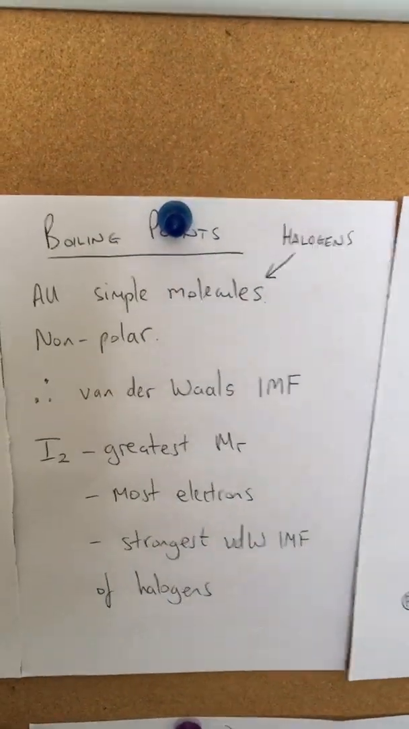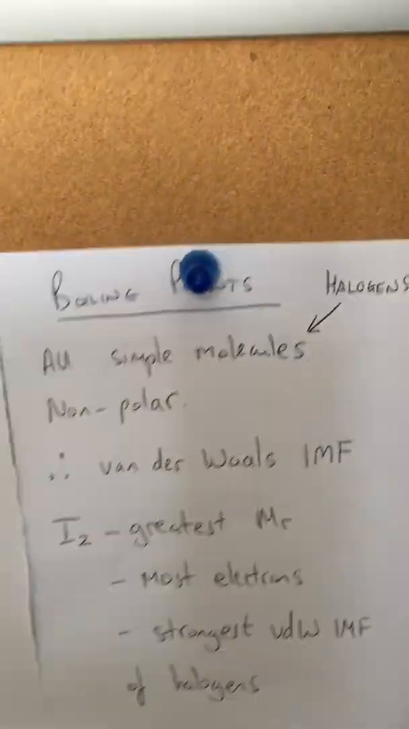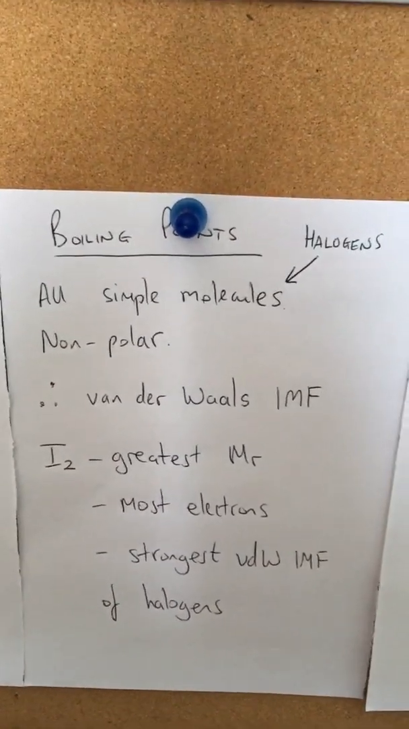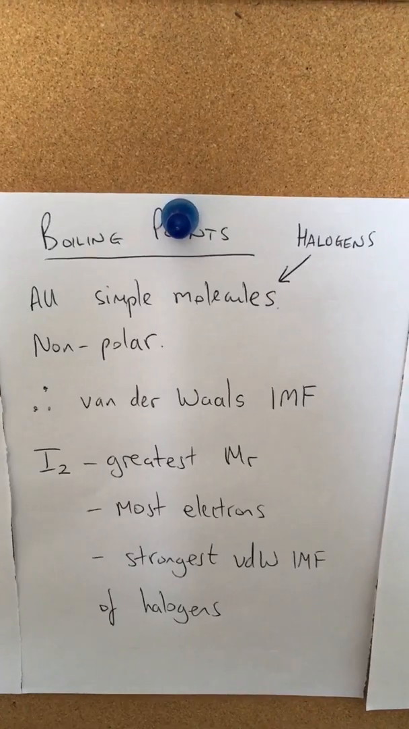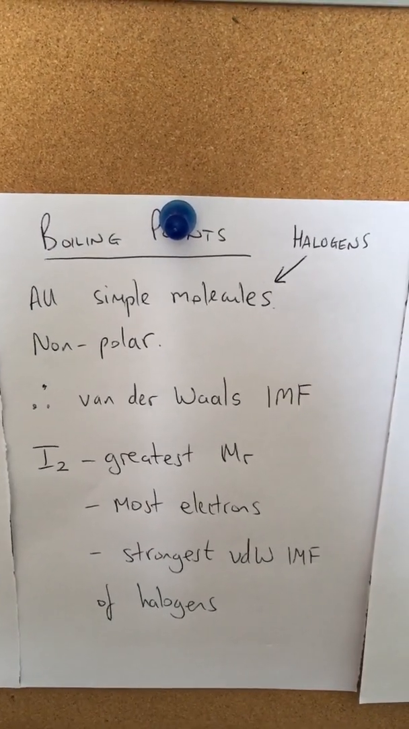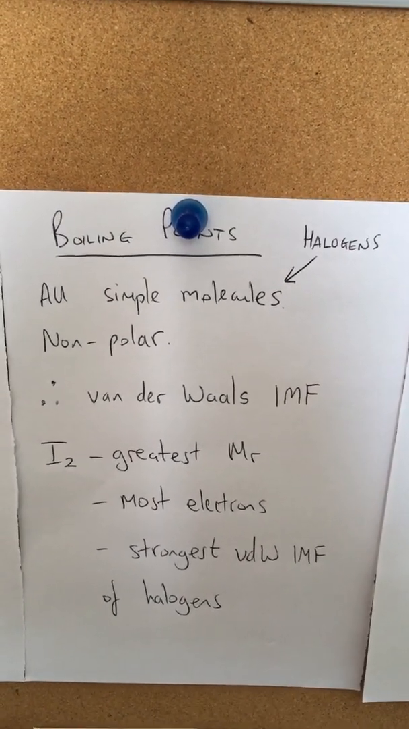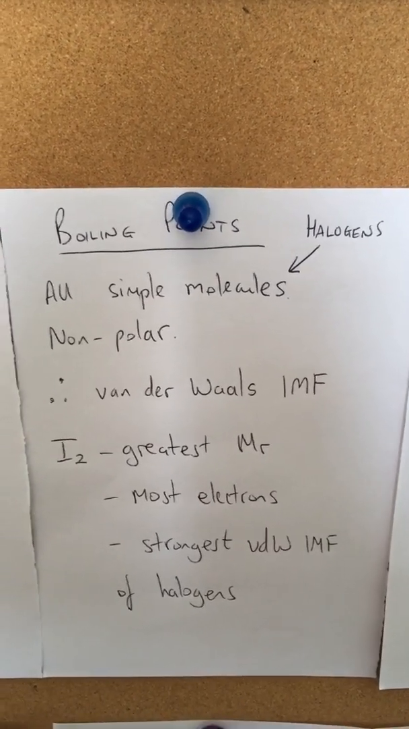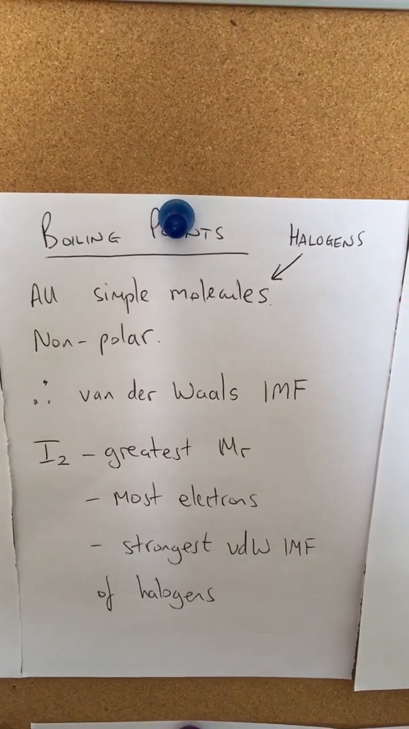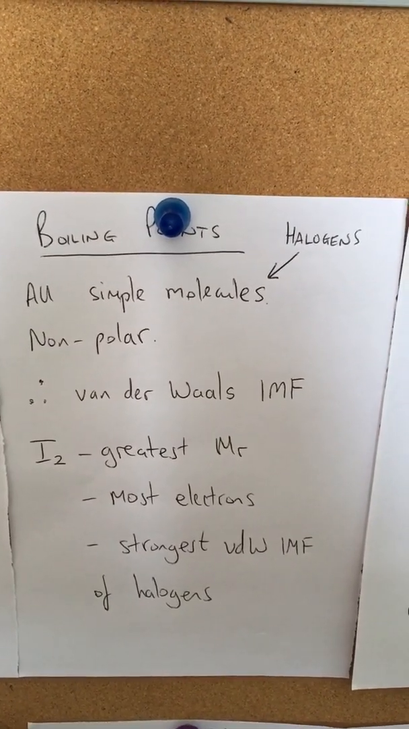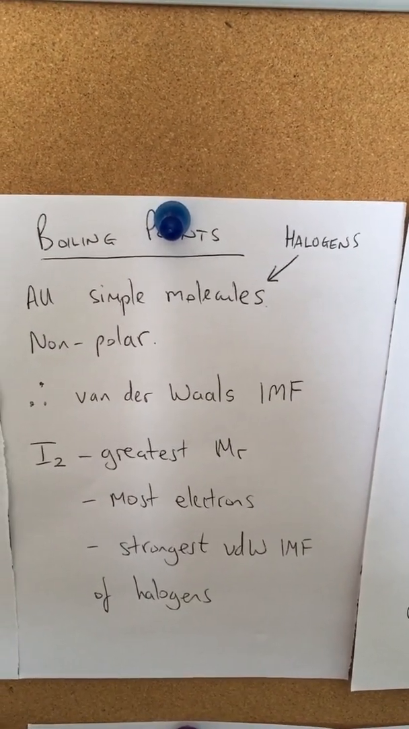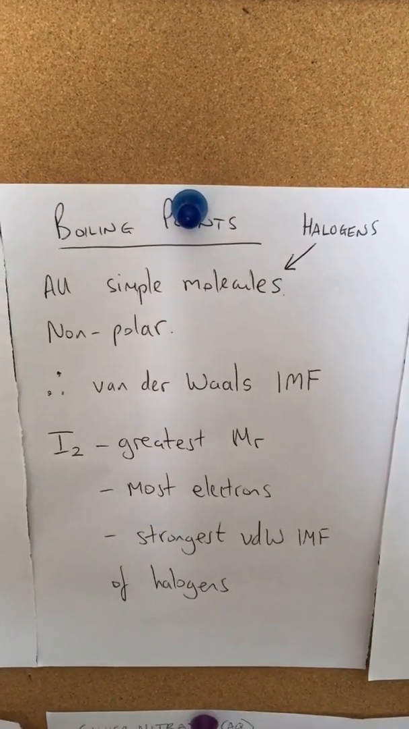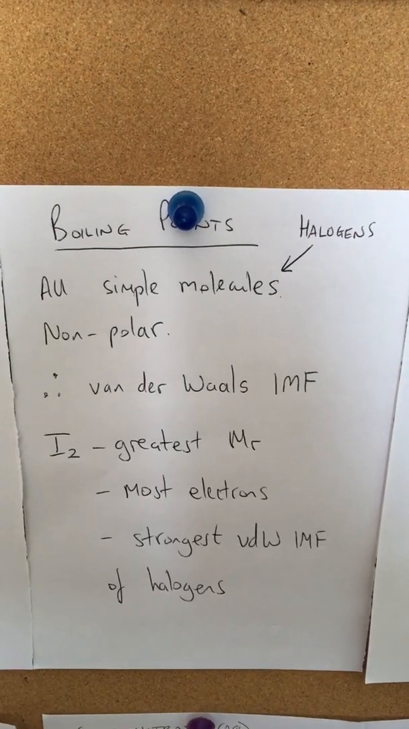The boiling points: all the halogens are simple molecules, and they're all non-polar because they're just diatomic of the same atom. Because they're simple molecules, they have intermolecular forces, and because they're non-polar, they only have van der Waals between molecules. Now iodine is the greatest Mr. It's got the most electrons, therefore it's got the strongest van der Waals intermolecular forces of the halogens, and therefore it's got the highest boiling point because it requires the most energy to break those intermolecular forces.